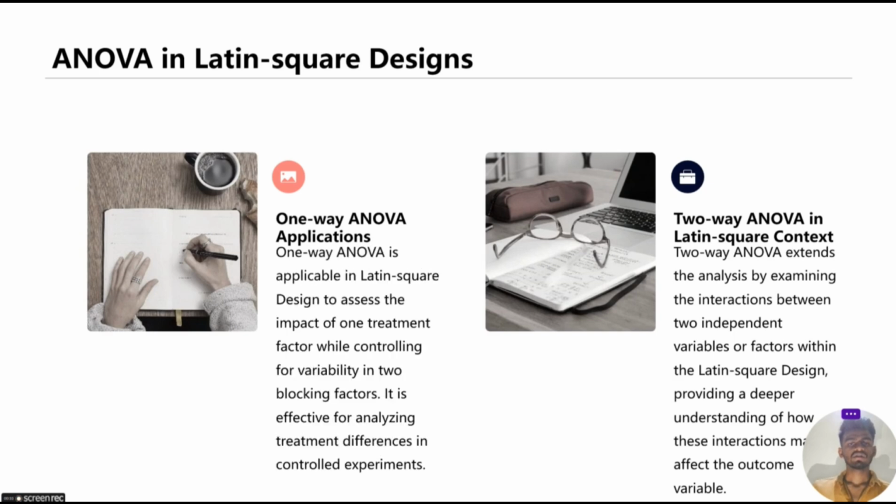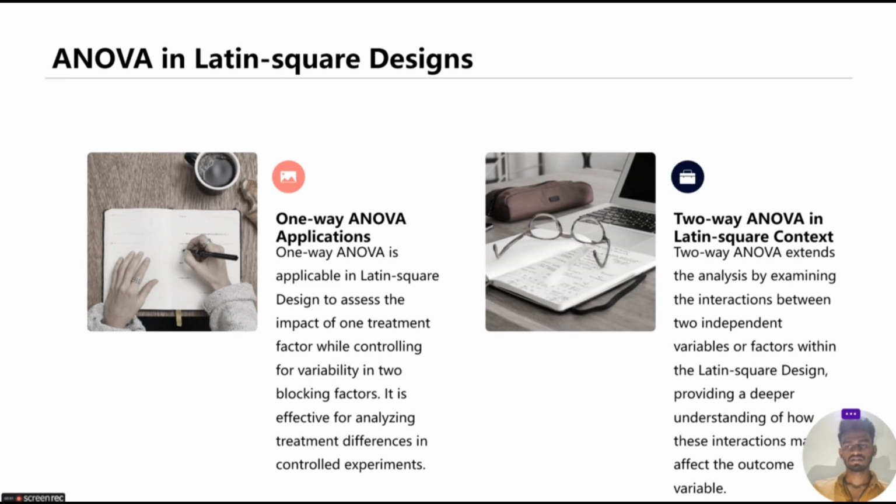ANOVA in Latin square: one-way ANOVA and two-way ANOVA. One-way ANOVA is applicable in Latin square designs to assess the impact of one treatment factor while controlling for variability in two blocking factors. It is effective for analyzing treatment differences in controlled experiments.